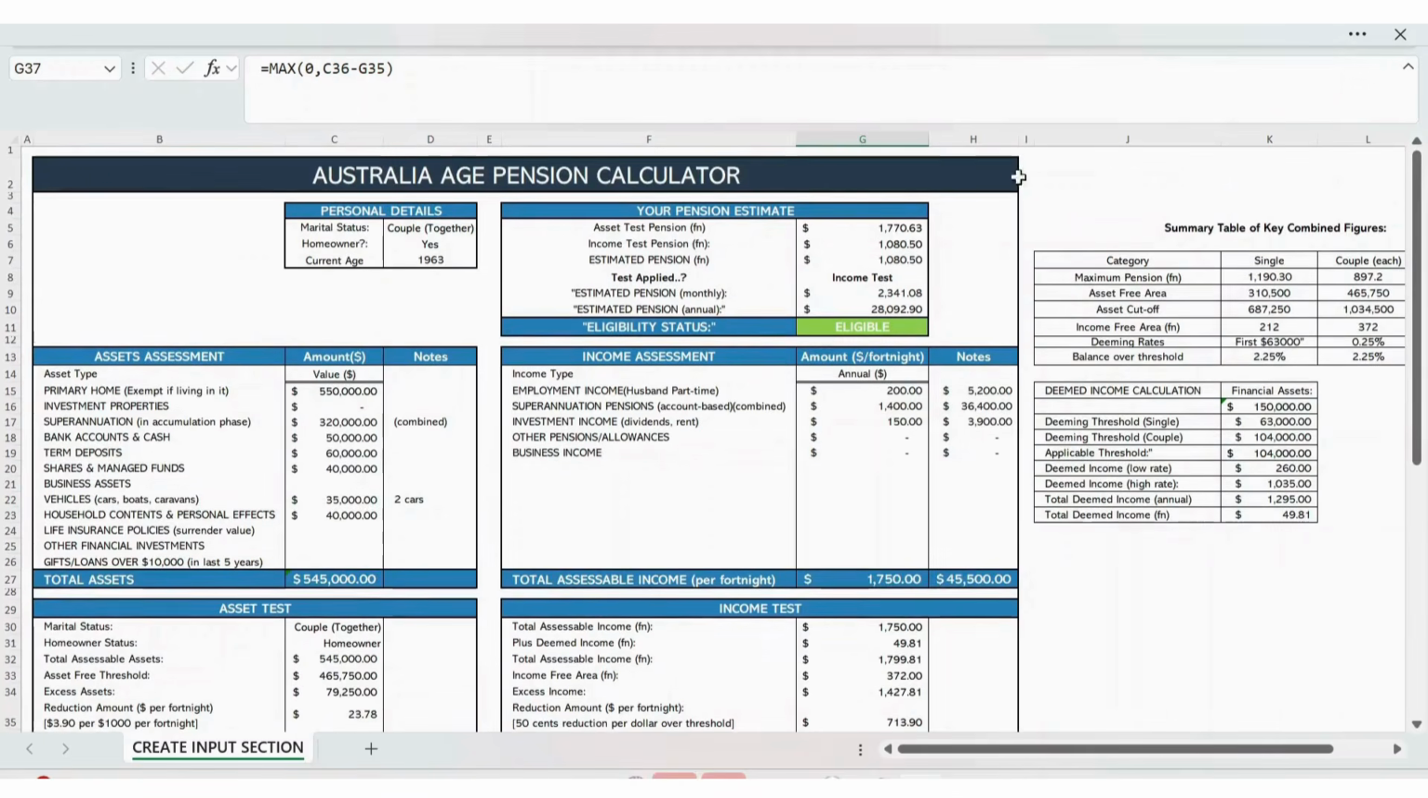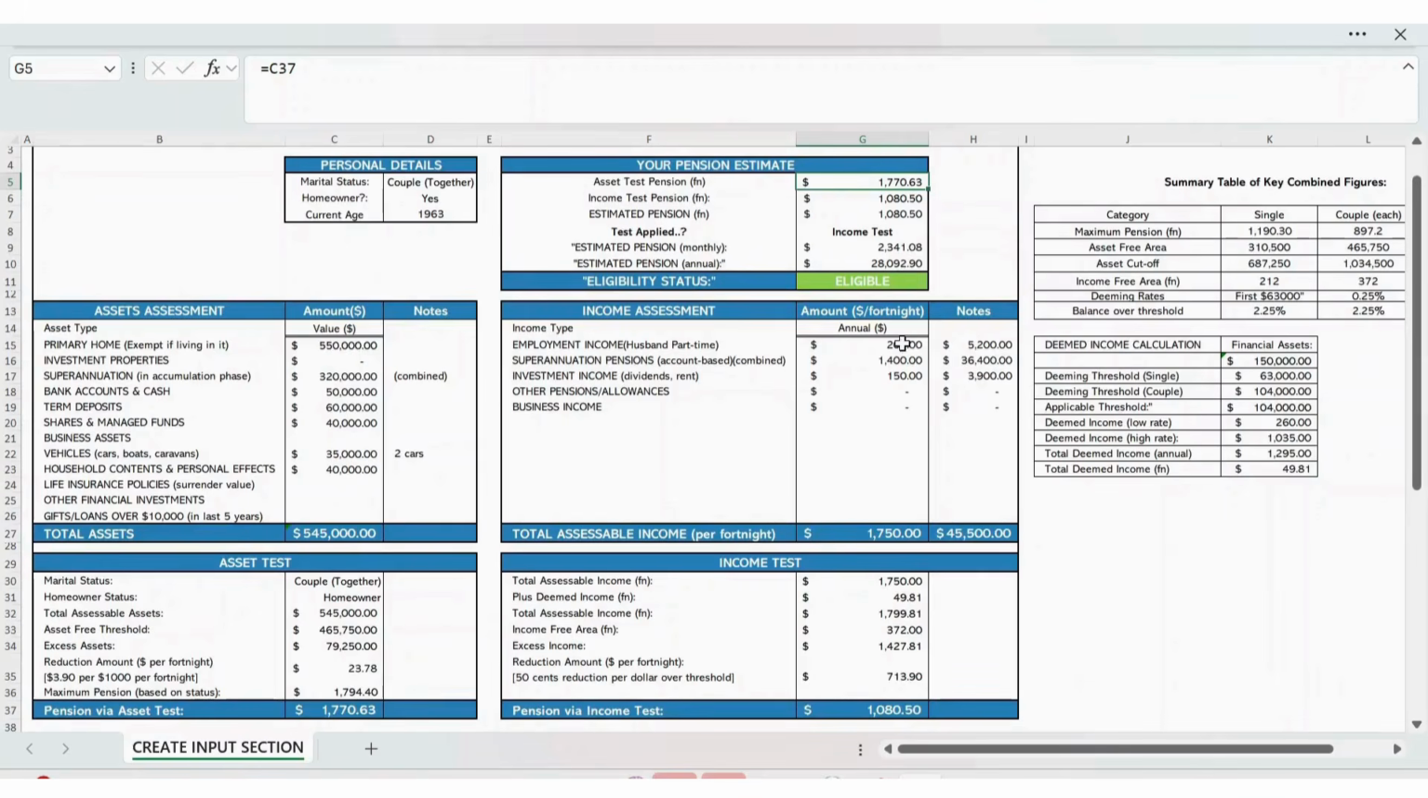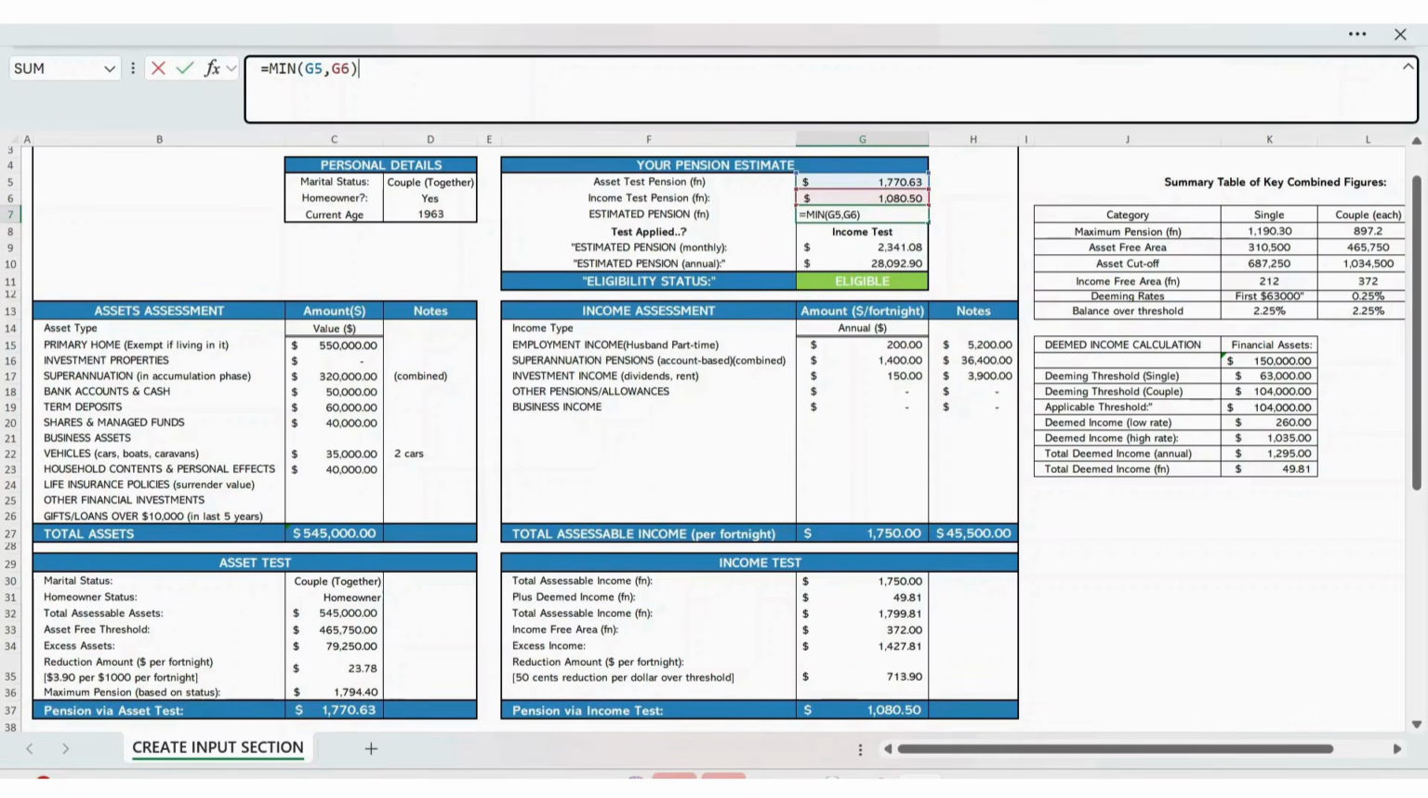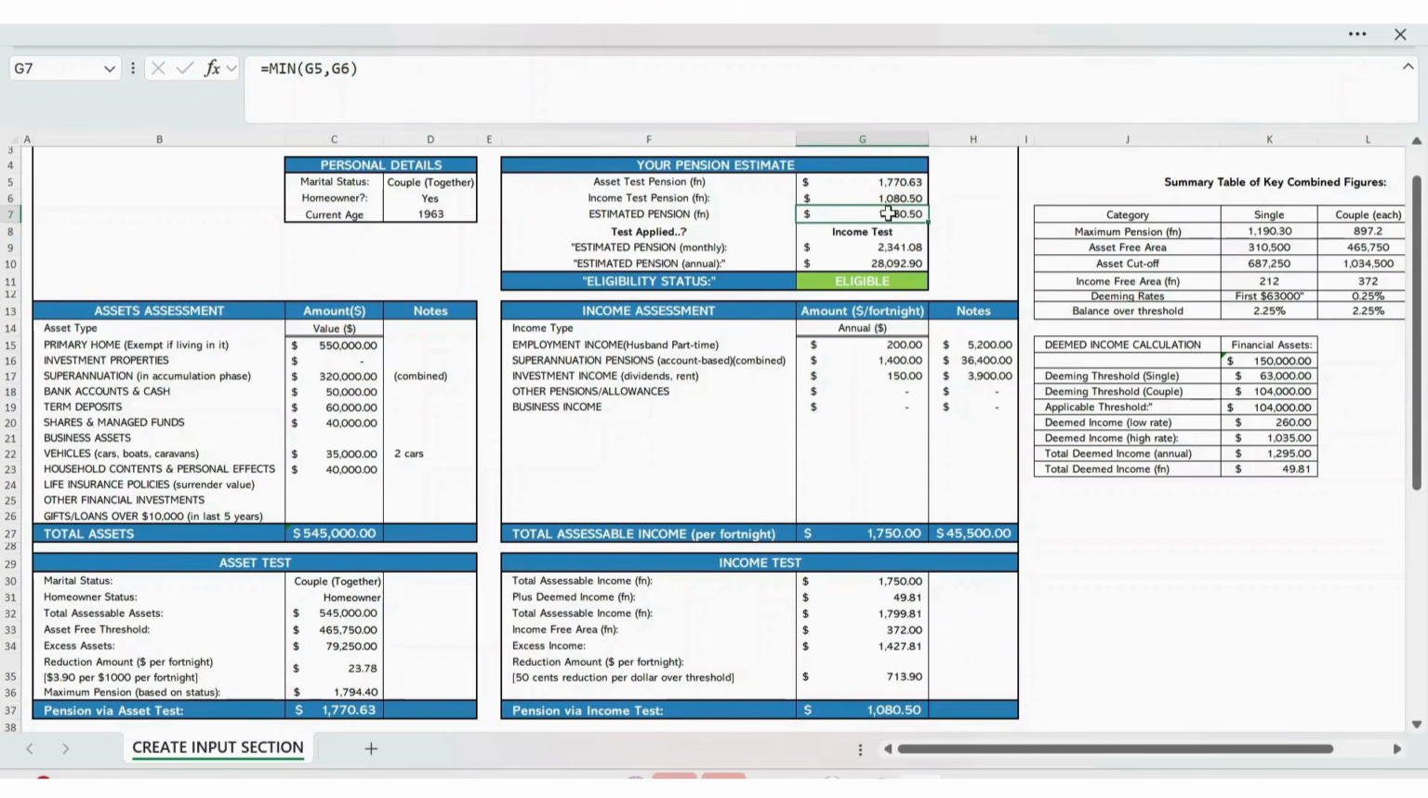Section 6, Your Pension Estimate. Now we come to the exciting part, your pension estimate. Cell G5 shows the asset test pension result from C37. Cell G6 shows the income test pension result from G7. The estimated pension in cell G7 equals min of G5 and G7. You get the lower of the two test results. This is the actual pension you'd receive. Cell G8 tells you which test was applied.